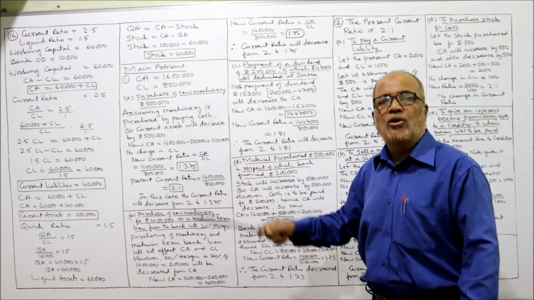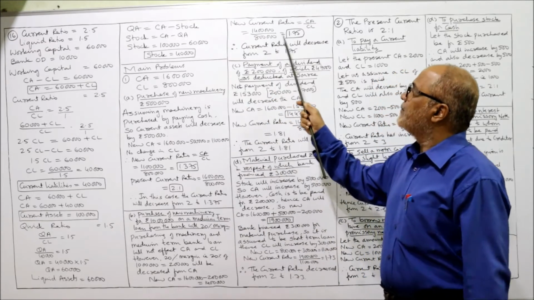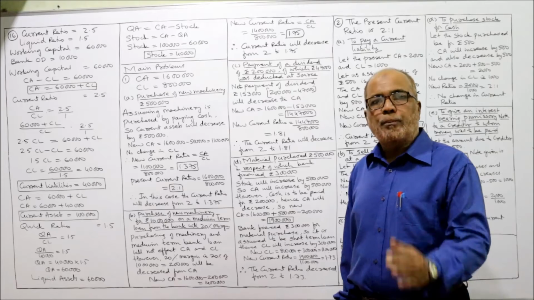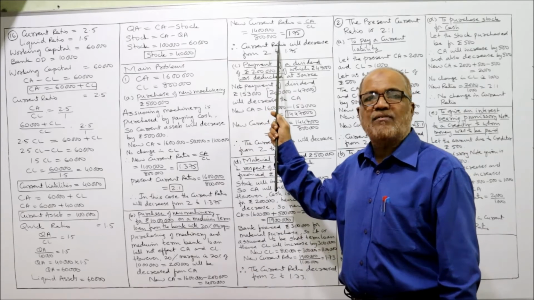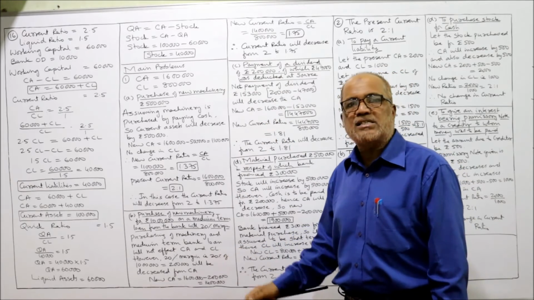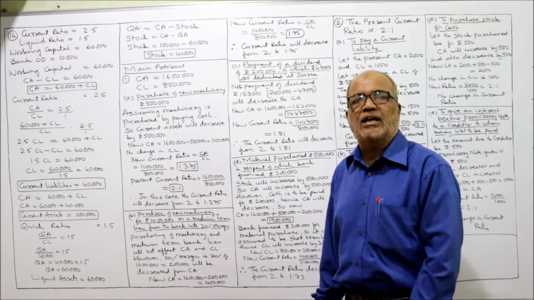So what is the new ratio? 14 lakh by 8 lakh, 1.75. So presently the current ratio 2:1. Now it is becoming 1.75. Now on account of this transaction, the current ratio is declining.